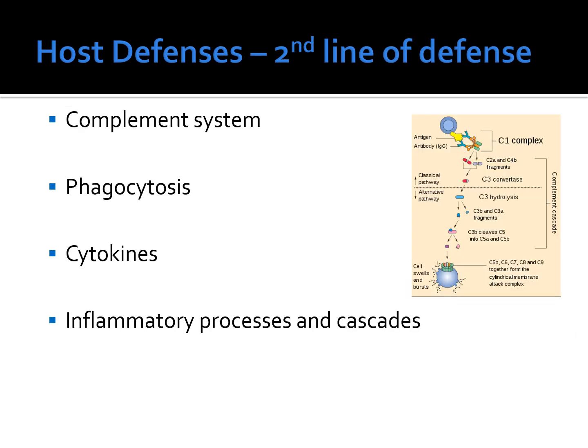And once we get past that first line of defense, we have several mechanisms in place that can combat disease. The complement system, which is really a cascade of events that activates antibodies, phagocytic cells, and cytokines, which, as we've spoken about previously, are signaling cells that can bring on this inflammatory process and cascade, are all very, very important in attacking pathogens.